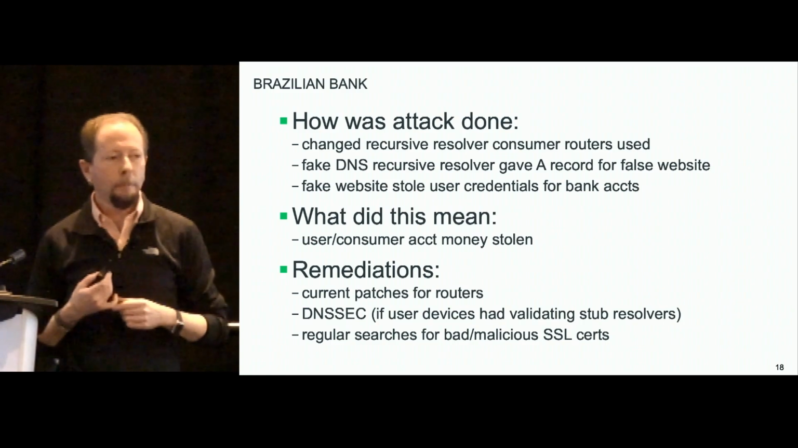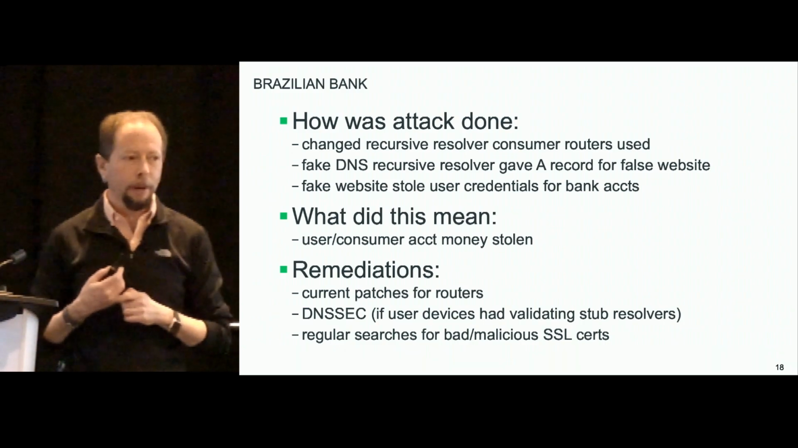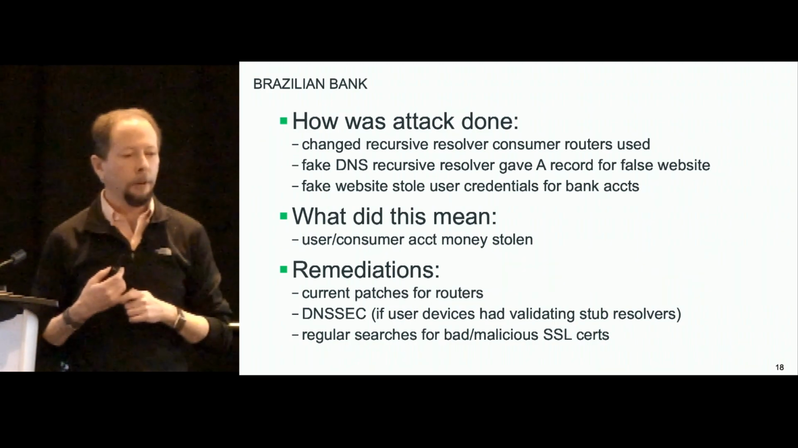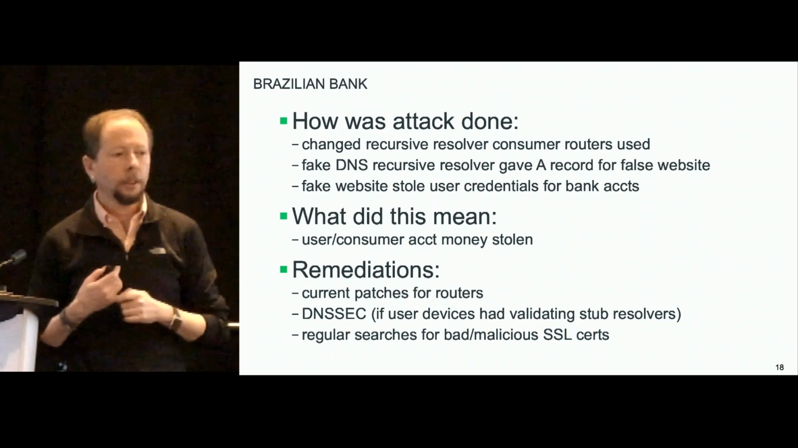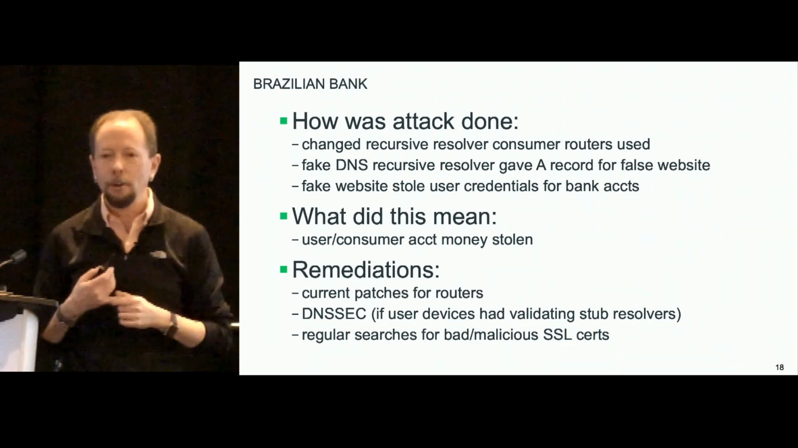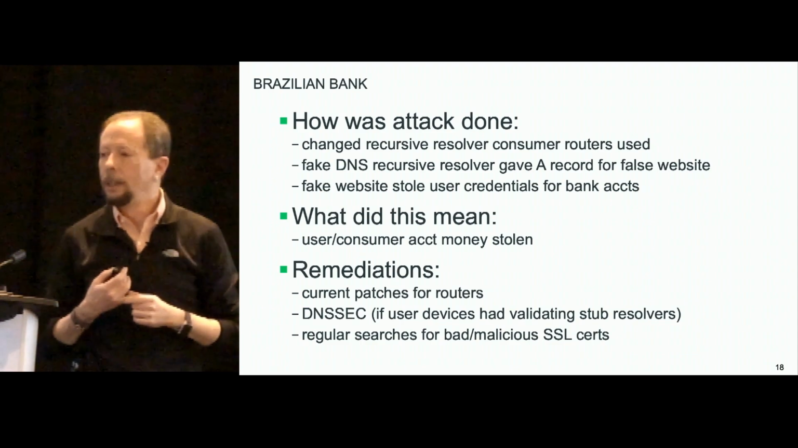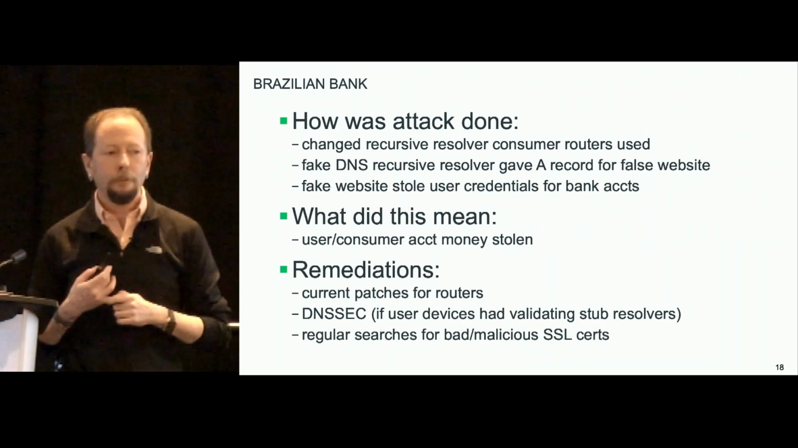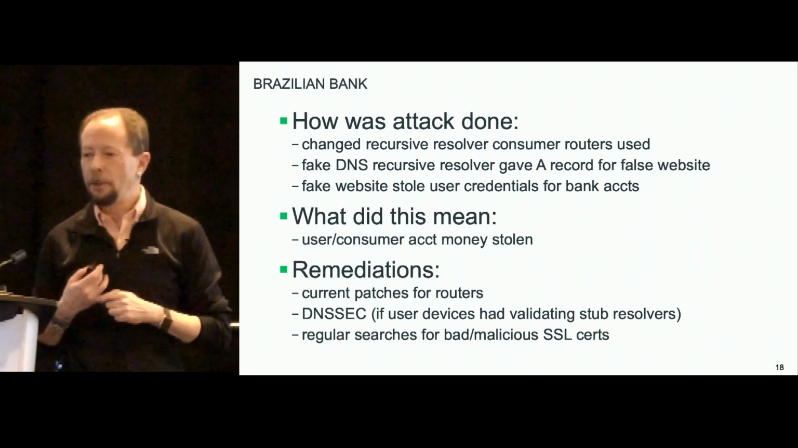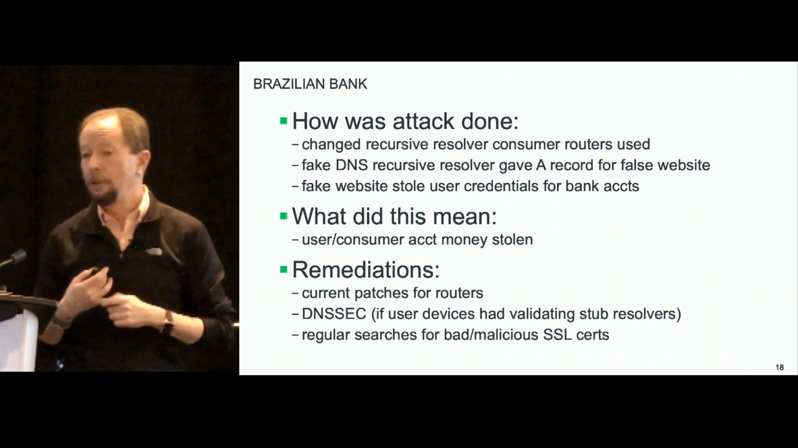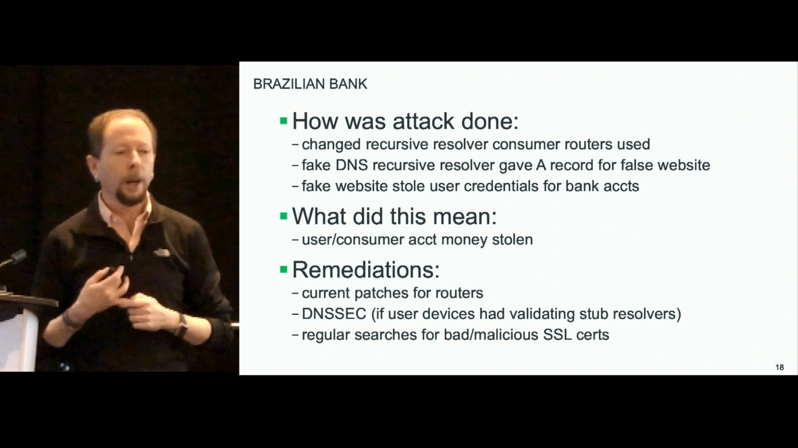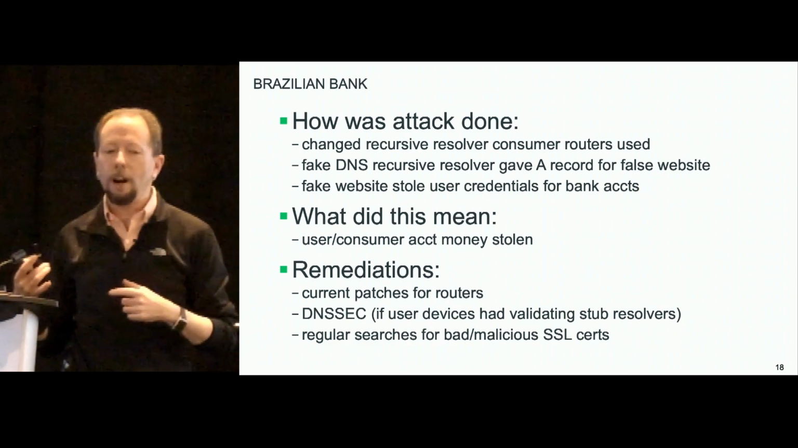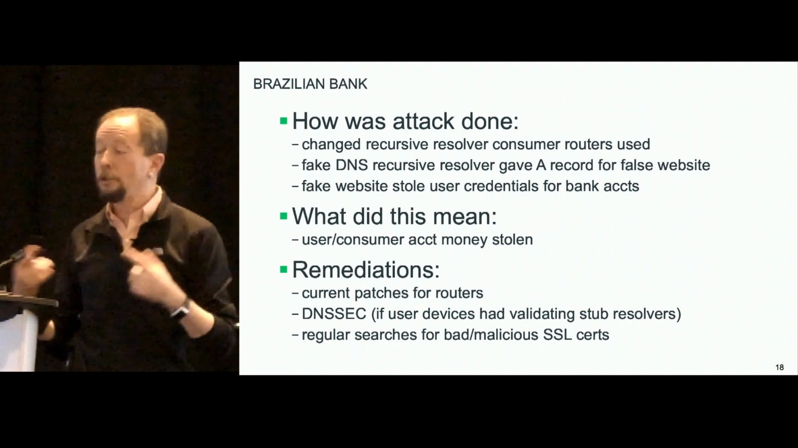So the Brazilian bank was fairly straightforward. A Brazilian ISP was giving out cheap CPE routers that had unpatched bugs. And as we all know, consumer-grade CPE routers are the gift that keeps on giving. They figured out a way of changing the resolver from the stub resolver that was in the router to their own code. In most cases, for most home setups, your CPE is also your home router, and it does the DHCP. So all of the devices in that home will change their recursive resolver to use that router as the resolver.